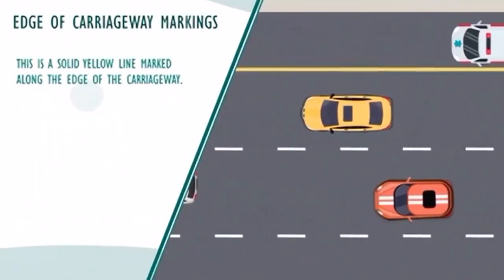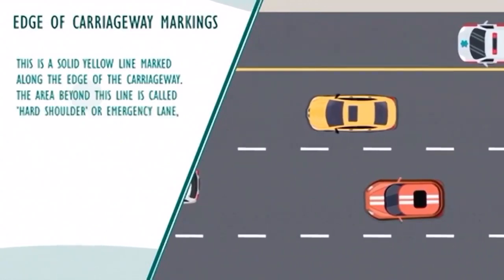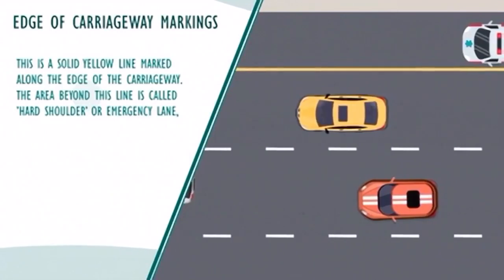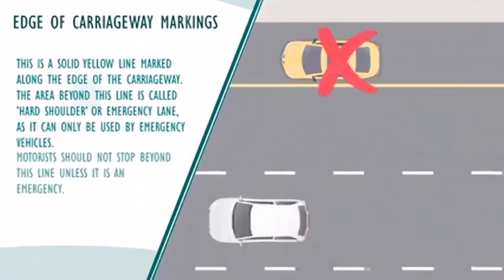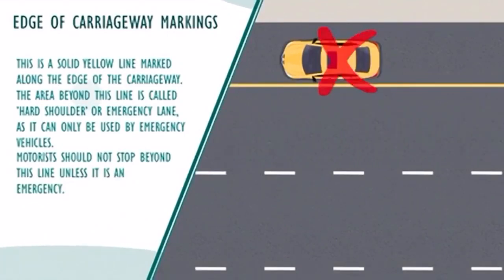This is a solid yellow line marked along the edge of the carriageway. The area beyond this line is called the hard shoulder or emergency lane, as it can only be used by emergency vehicles. Motorists should not stop beyond this line unless it is an emergency.